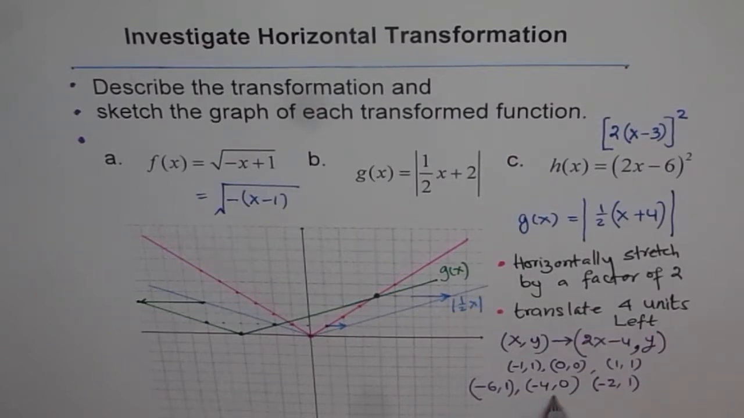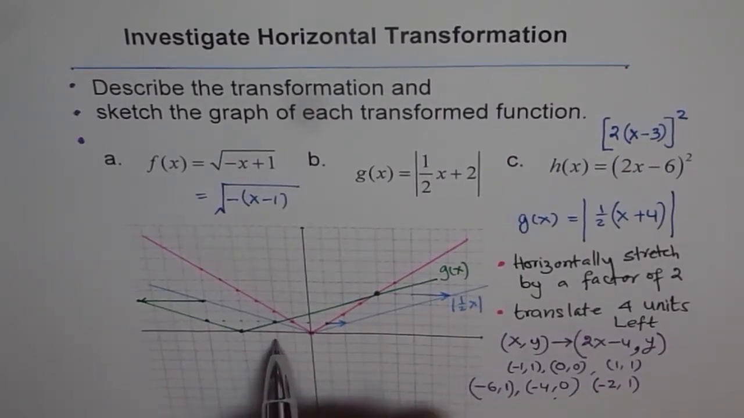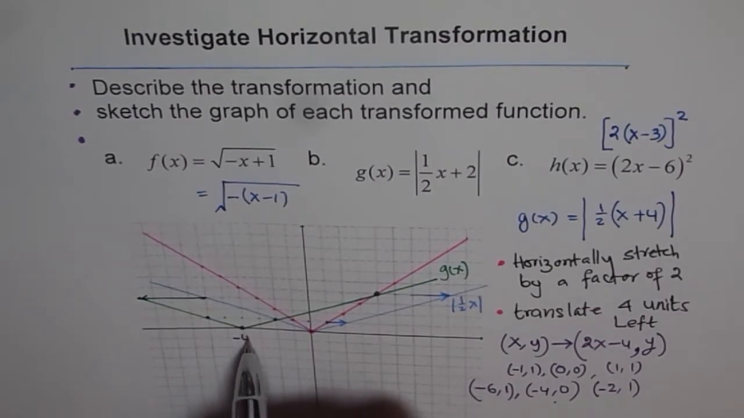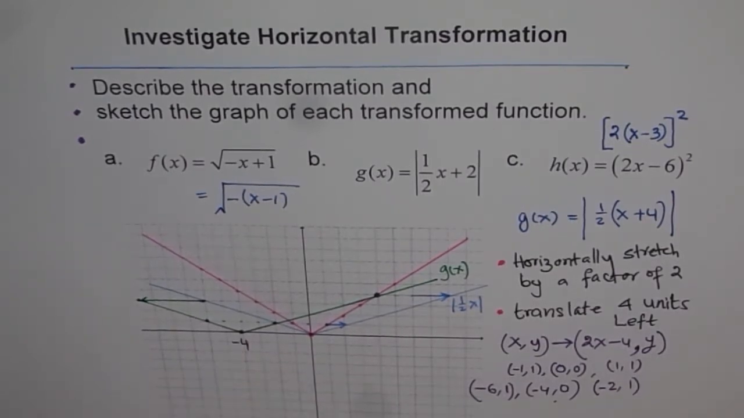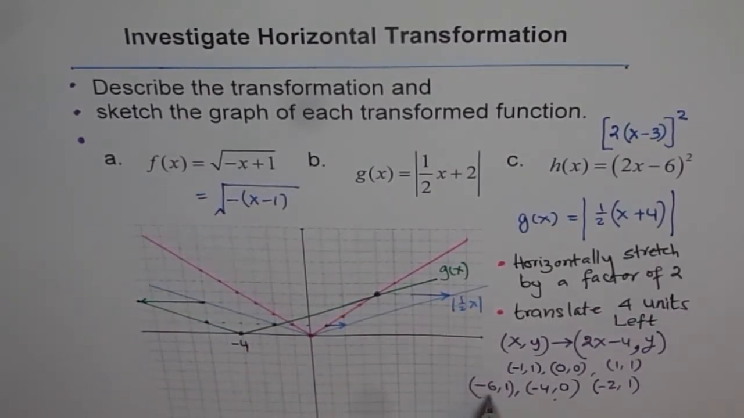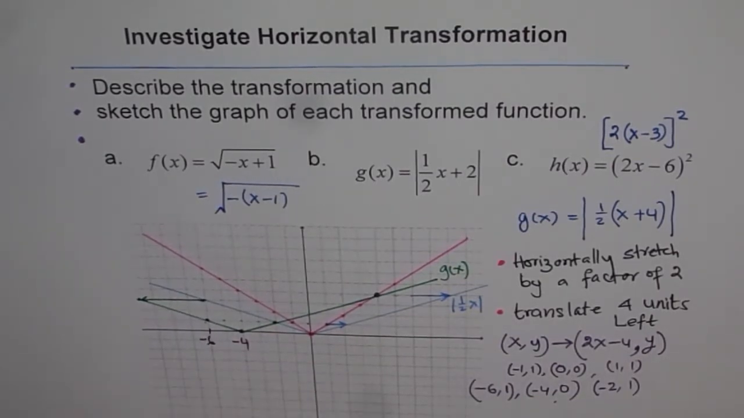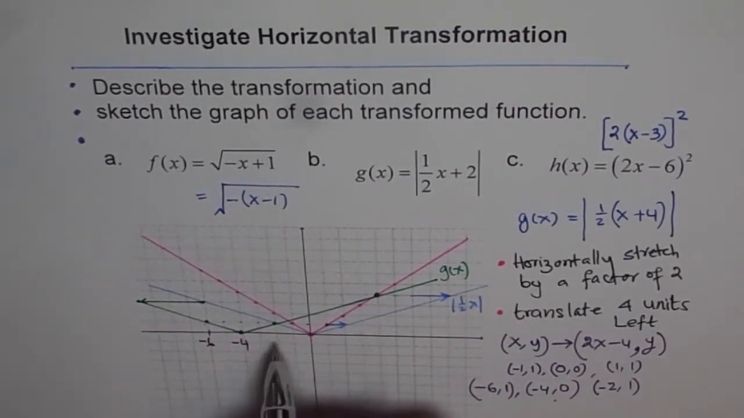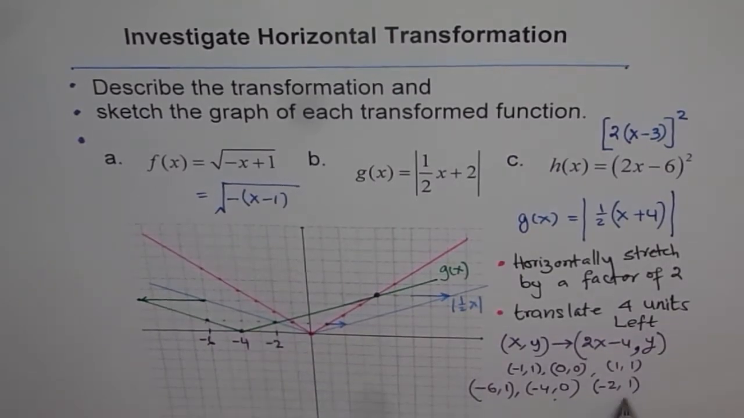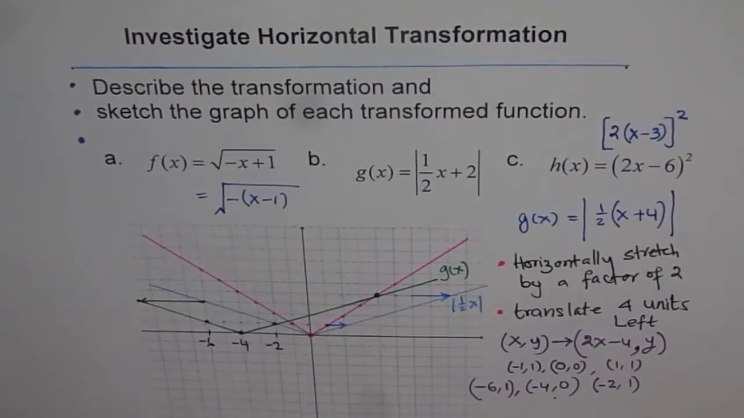Now let's check. That is the vertex. 1, 2, 3, 4. So that is minus 4 for me, and it is at 0. So that is correct. Now minus 6. That is minus 6 for me. I'm at 1. That is also correct. Minus 2. This is minus 2 for me, and that point is 1. So it is always a good idea to plot your points and then check.